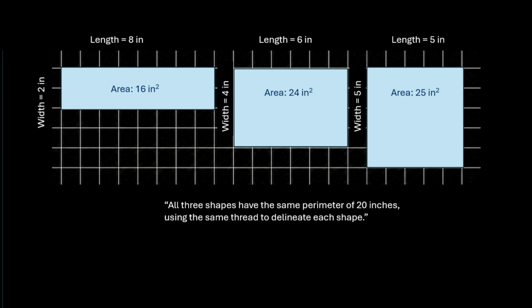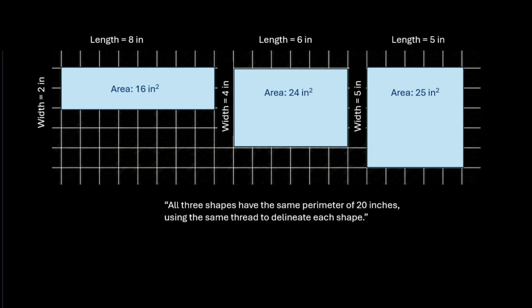Another interesting fact about shape and perimeter is that for any given polygon, triangle, rectangle, pentagon, hexagon, and so on, the regular polygon, with all sides equal, encloses the largest area for a fixed perimeter. For example, a 20-inch thread can form a rectangle measuring 8 inches by 2 inches, enclosing 16 square inches. If it forms a 6-inch by 4-inch rectangle, the area increases to 24 square inches.